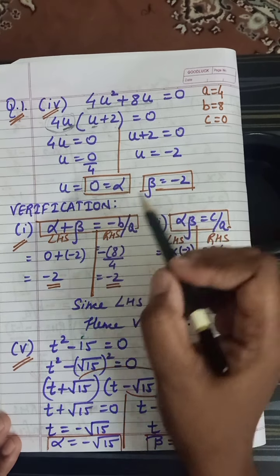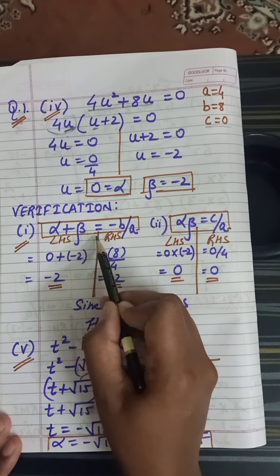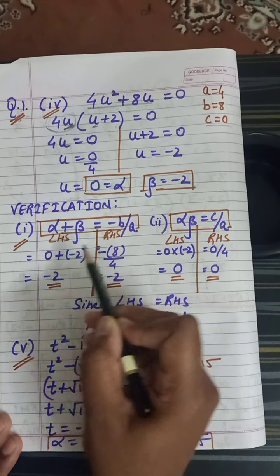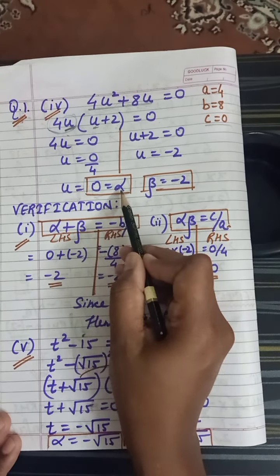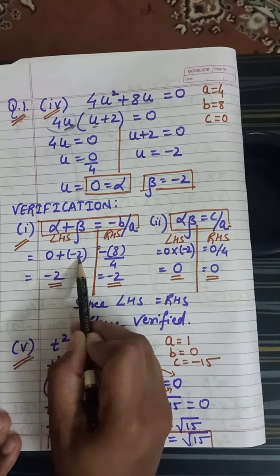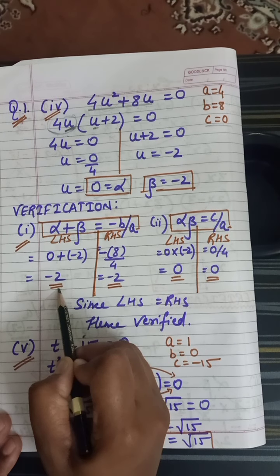Let us verify. First verification is alpha plus beta equals minus b by a. Left hand side, right hand side. Left hand side is alpha plus beta. Alpha is 0, beta is minus 2. So 0 minus 2 is minus 2.